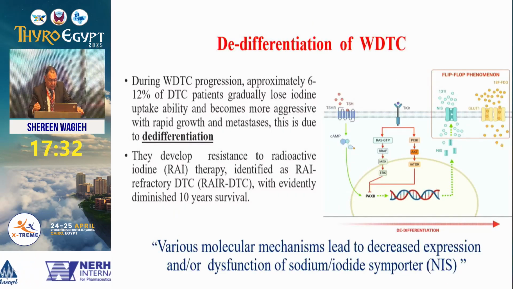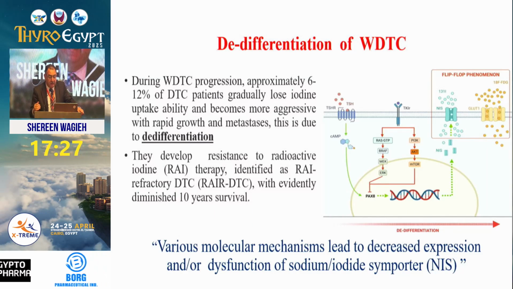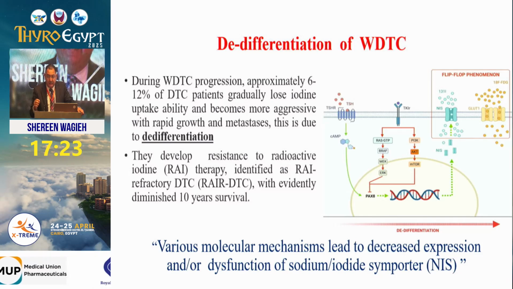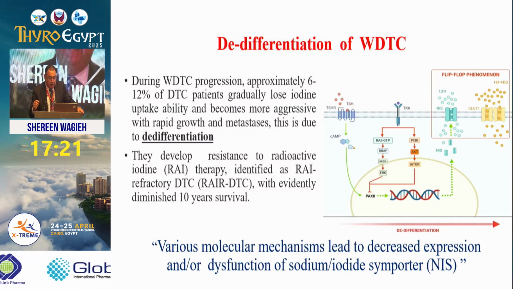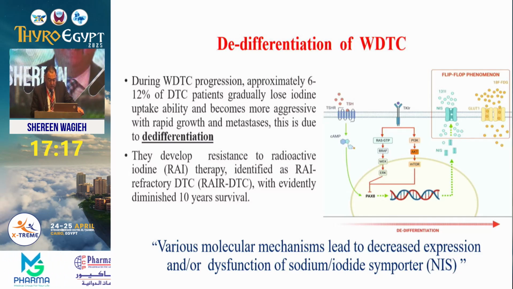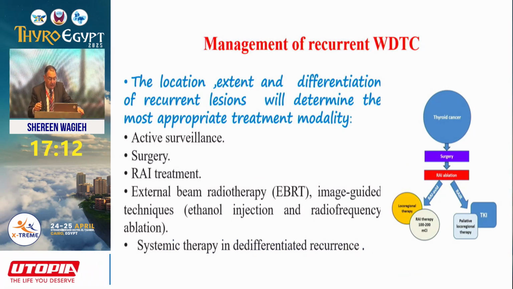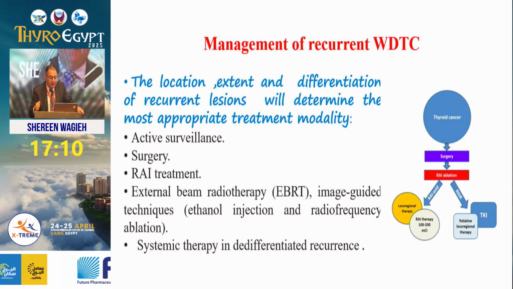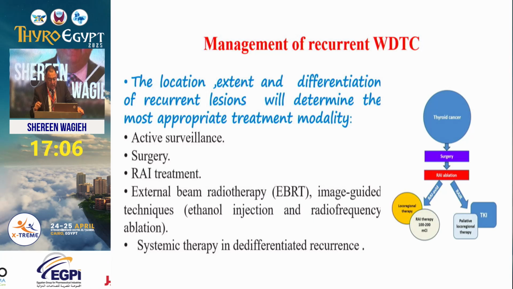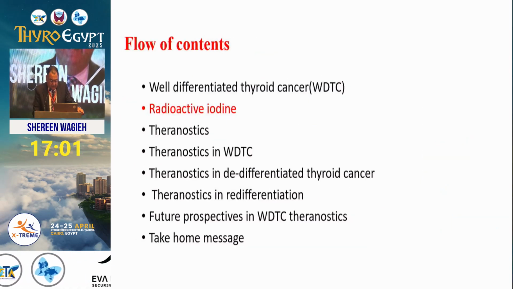Also during follow-up, in 6 to 12% of patients with well-differentiated thyroid cancer, the lesions gradually lose iodine uptake ability, becoming more aggressive. This is known as dedifferentiation. This is due to various molecular mechanisms leading to decreased expression and/or dysfunction of sodium iodide importers. There are different methods to treat recurrent well-differentiated thyroid cancer depending on the location, extent, differentiation, and ability to accumulate radioactive iodine. Now we come to radioactive iodine.